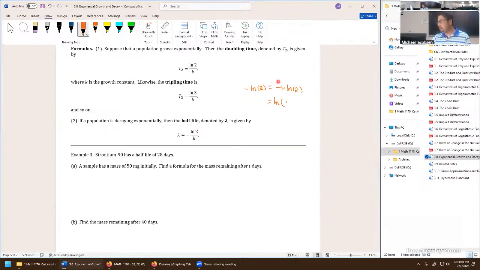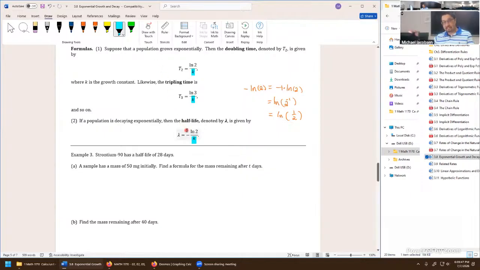So this would be natural log of 2 to the power of negative 1. And if you want to keep going, 2 to the power of negative 1 is just 1/2. Natural log of 1/2. So the half-life is really natural log of 1/2, which seems more logical for half-life, divided by k. So the relative growth rate or the relative decay rate for half-life appears in all of these formulas.